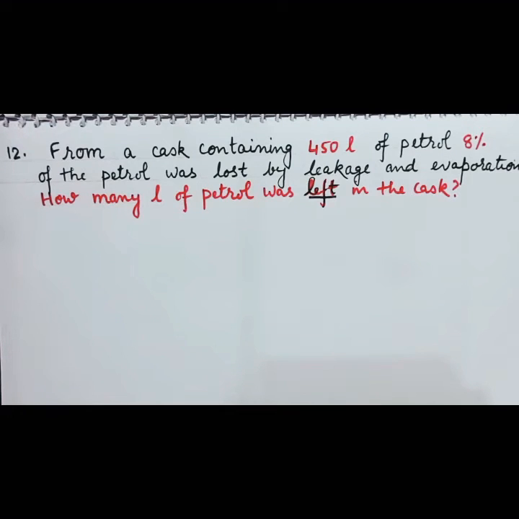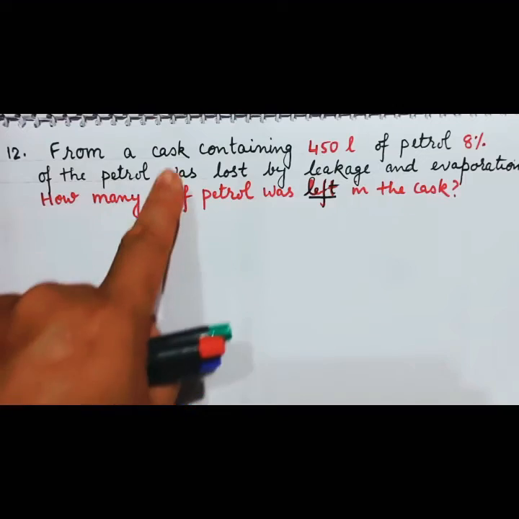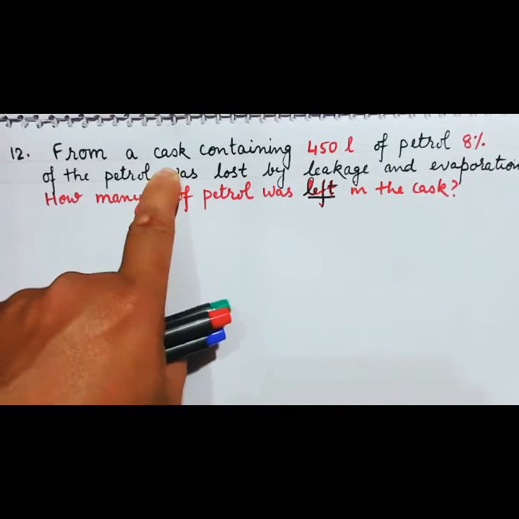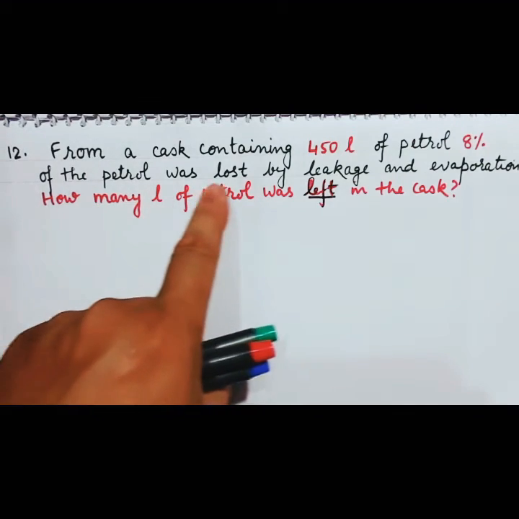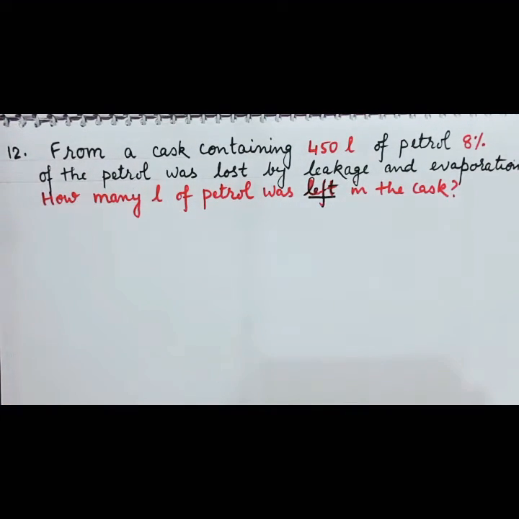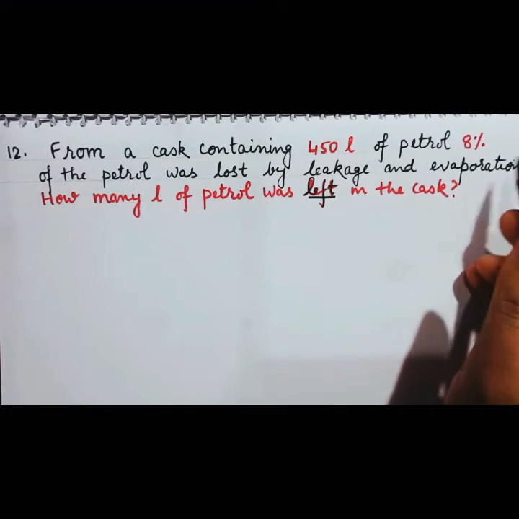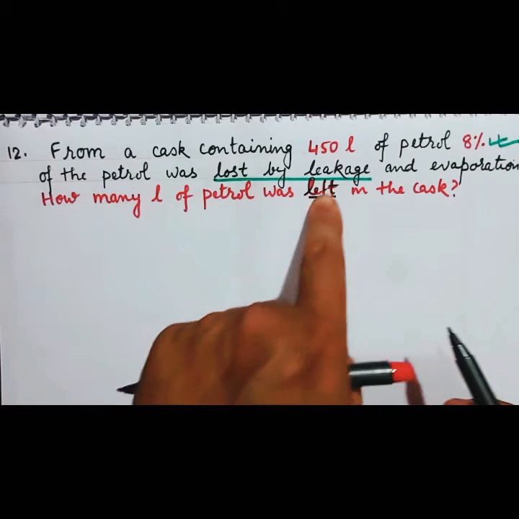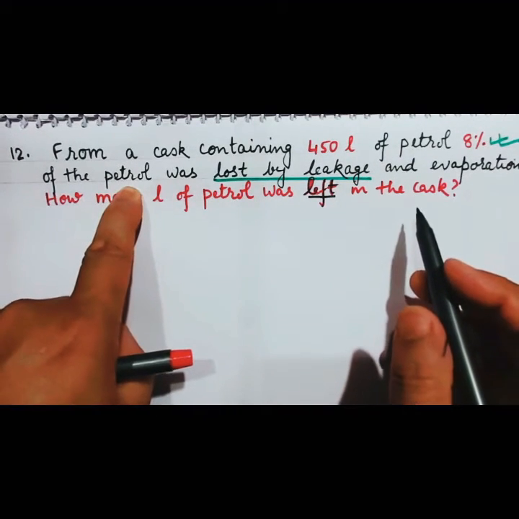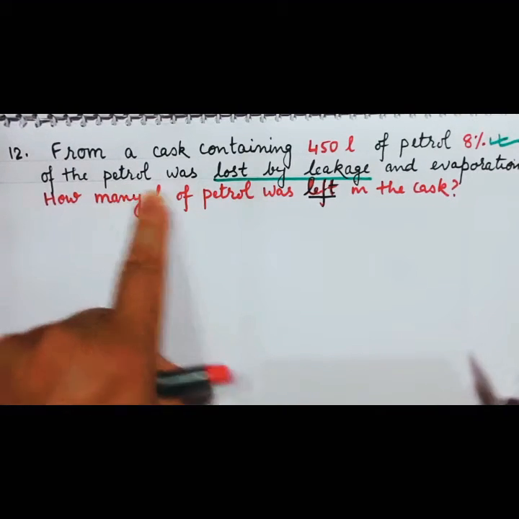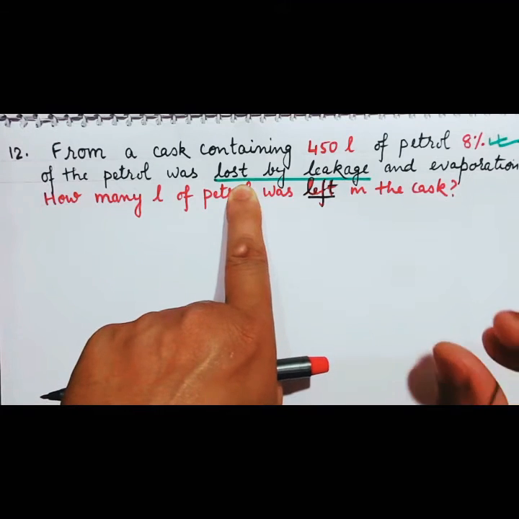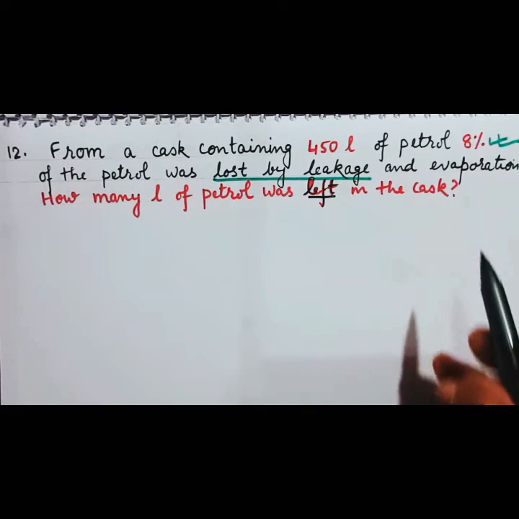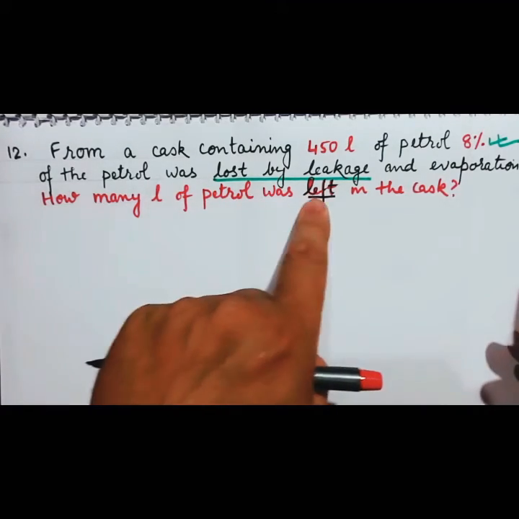Okay, switching on to the next one, what I find is that from a cask containing 450 liters of petrol. You know what is a cask? It is a container. A container contains 450 liters of petrol. 8% of the petrol was lost by leakage. Petrol is highly volatile, which evaporates rapidly. Therefore, if you leave petrol in an open container, it would evaporate quickly. So try to remember this. Petrol is a highly volatile liquid, something like ether. Now, how many liters of petrol was left in the cask?